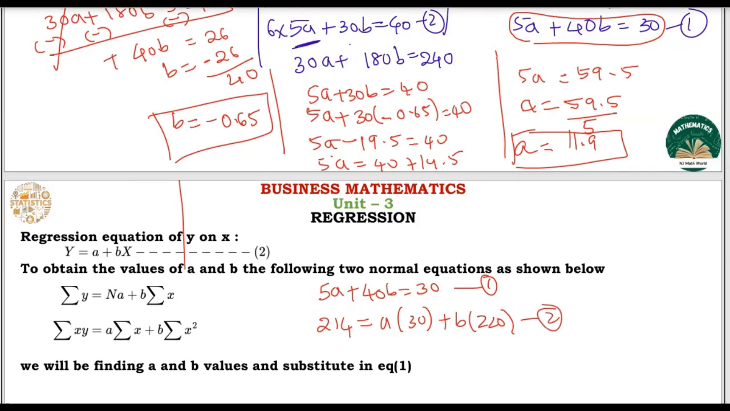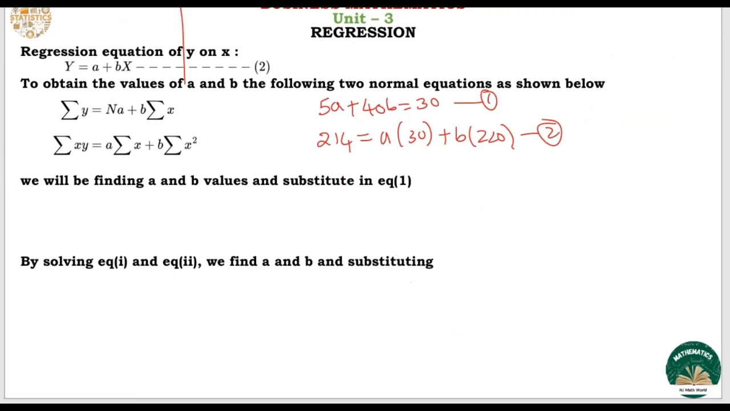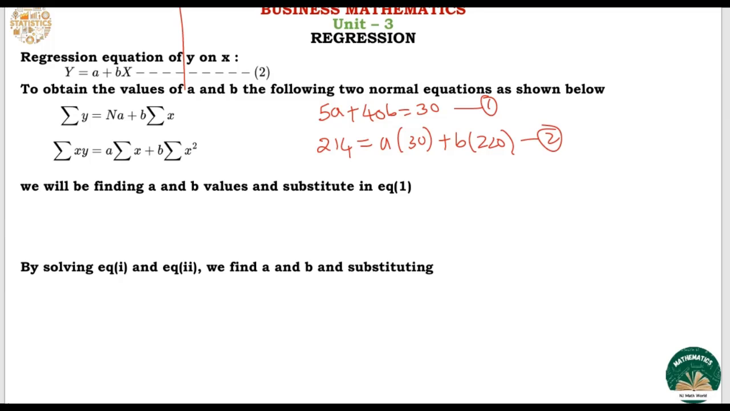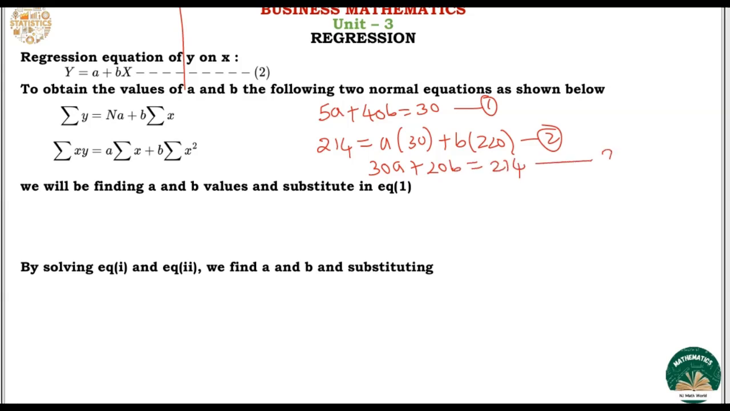So now by simplifying these two, we get equation 1, finding a and b, and substituting in equation 1, we can write the second equation as 30a plus 20b equals 240. We can call this equation 2. I want 30 here, so we will multiply by 6. We get 30a plus 240b equals 180. We can call this equation 3.